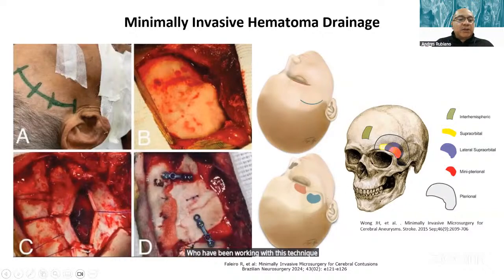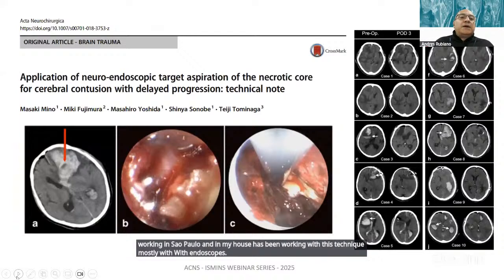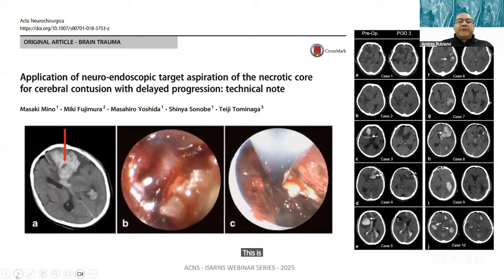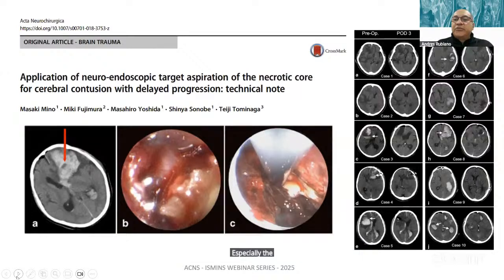Also some of the friends that are working in Sao Paulo and in Manaus have been working with this technique, mostly with endoscopes. This is one of the case series from Japan, also showing their experience with endoscopic aspiration of cerebral contusions, especially the ones that have delayed progression. So we have many of the cases very well explained, with details of the evolution process.